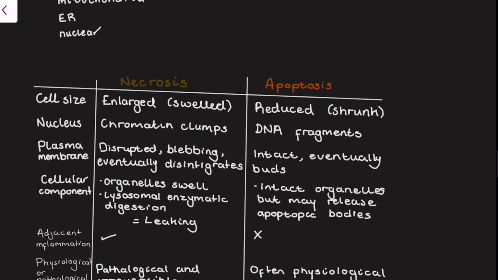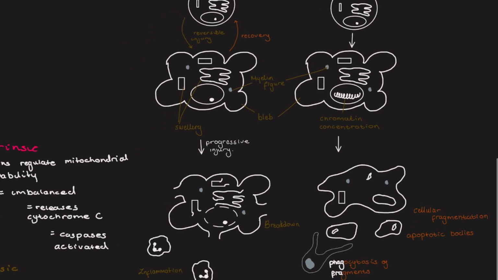In necrosis, the organelles swell and there's lysosome enzymatic digestion resulting in leaky cells, while in apoptosis, the cells remain intact but may release apoptotic bodies. In necrosis, there's usually adjacent inflammation, while in apoptosis, there's no inflammatory response. And necrosis is always pathological, while apoptosis can be physiological and pathological. And it can be summarised sort of visually here.